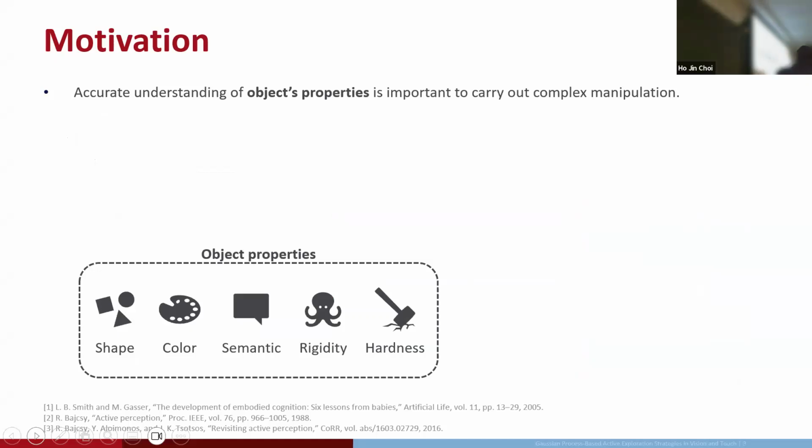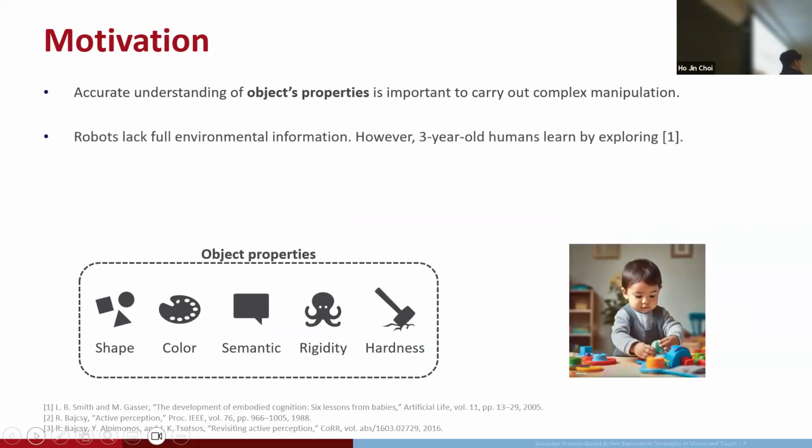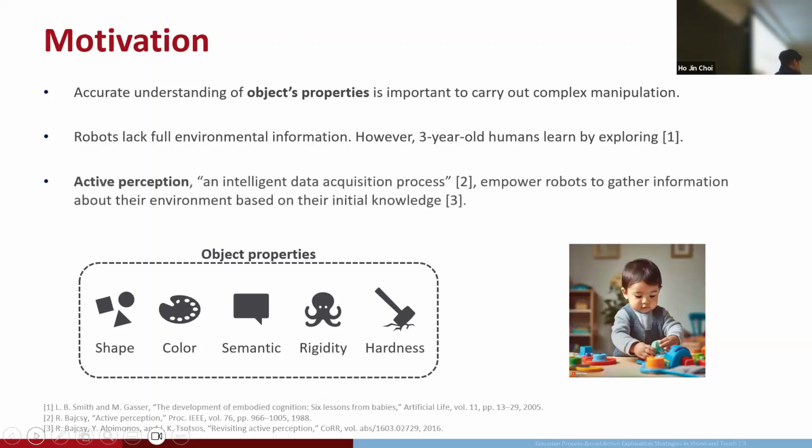First, the accurate understanding of object properties is important for robots to carry out manipulation tasks. However, in most cases, a robot doesn't have full information about the environment or the object. But three-year-old humans or animals can actually explore the environment and learn about it. Therefore, we believe that active perception, defined as an intelligent data acquisition process, can empower the robot to learn about the environment and have a better capability of carrying out the task.